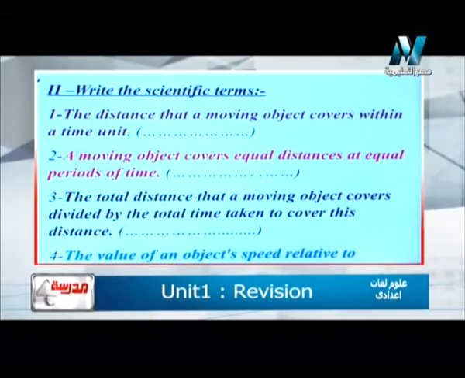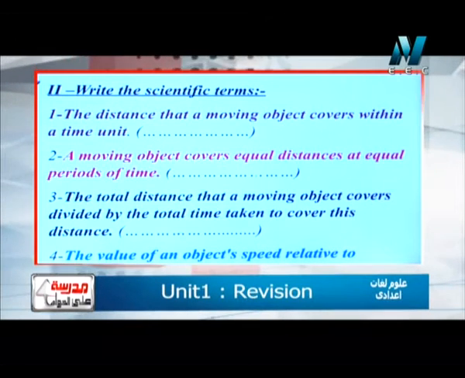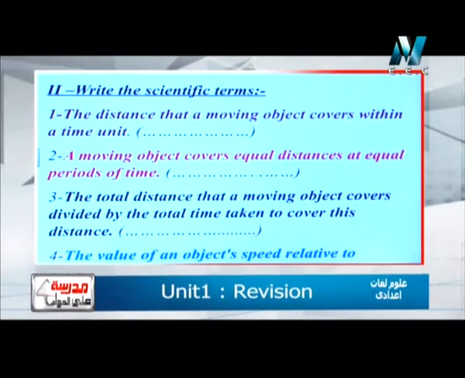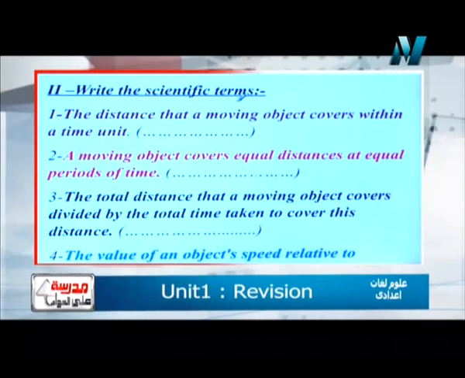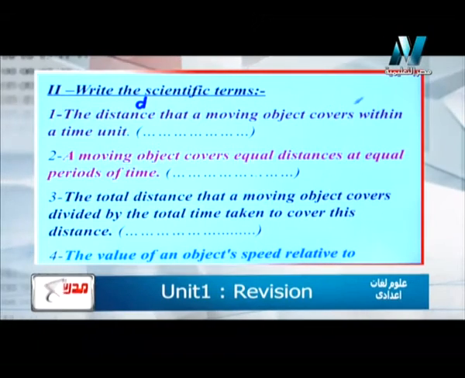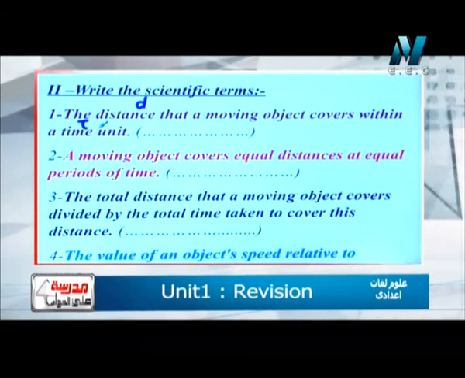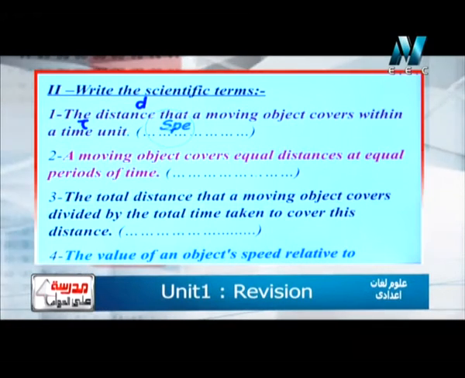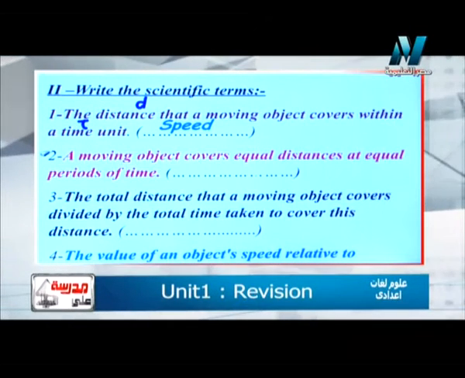Here we have the second type of questions in this episode, the scientific term. Here we have: distance that a moving object covers within a time unit. Here we talk about two factors, like the first page: distance covered by the object within a time unit. So here we talk about the two factors affecting speed. So speed is the answer of the first question in write the scientific term.